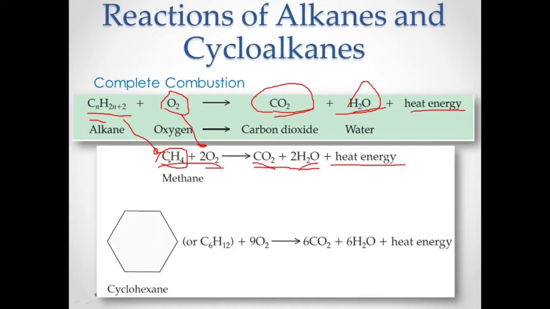So for example, CH4. How many carbons are there? There is only one carbon. And there is also one carbon on the product side, which is taken from carbon dioxide. So your carbon is already balanced.